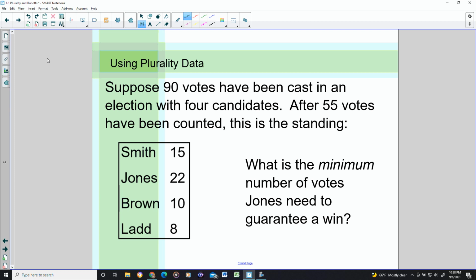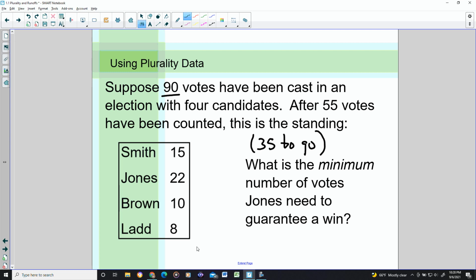Suppose 90 votes have been cast in an election and we have four candidates. They're Smith, Jones, Brown, and Ladd. Four people, four elections, no, sorry, four candidates. After 55 votes have been counted, this is the standing. Okay, so 55 votes are cast, which means there are 35 to go because there's a total of 90 votes. 55 votes have been counted, so here's the counting so far, and this adds up to 55. So the question is, what is the minimum number of votes that Jones needs to guarantee a win?